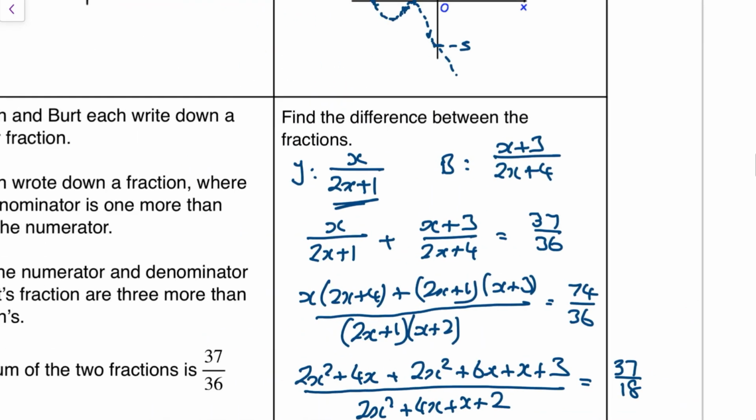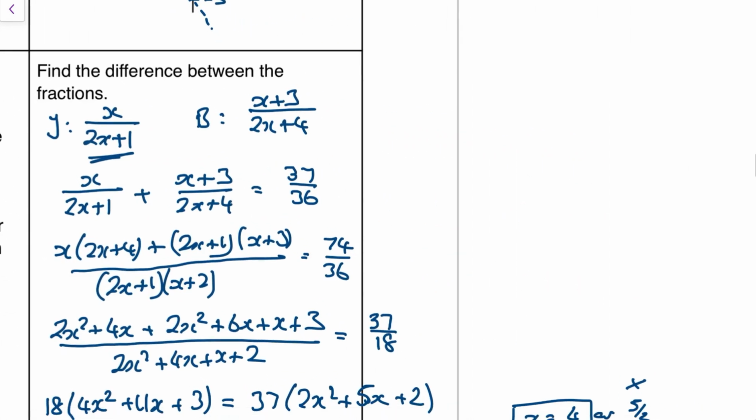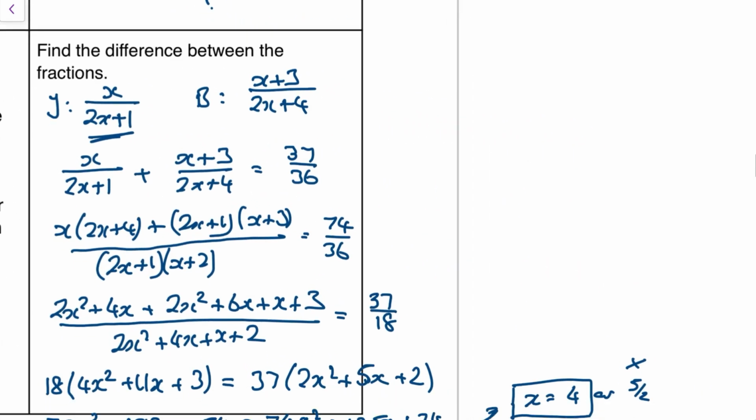What does the question want me to do? I didn't actually read that, did I? So the sum of the two fractions is this. Find the difference between the two fractions. So I'm going to take my x equals 4 and put it back into here. So that's going to be 4 over 2x plus 1, which is 8 plus 1, which is 9. And then I'm finding the difference. So I'm taking them away.